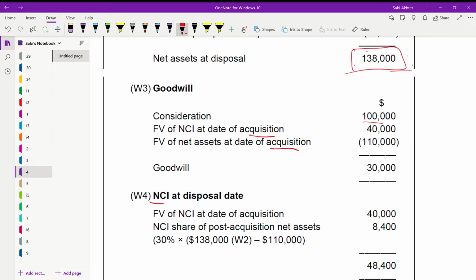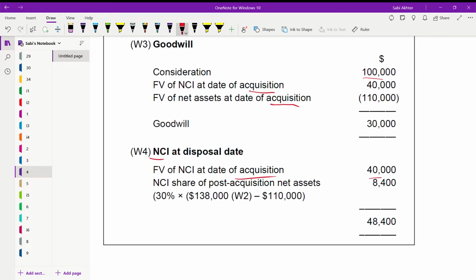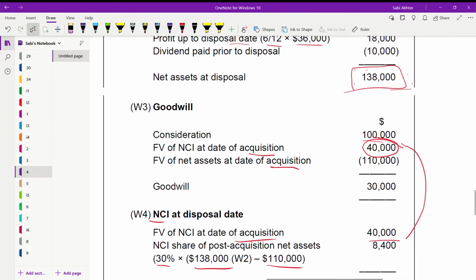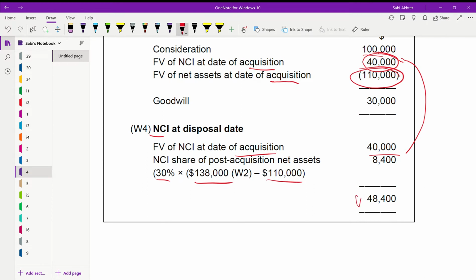So NCI, you start with the fair value of NCI at the date of acquisition, which is given. You can take this only. And 30%, because at first you bought 70%, so at that time NCI is 30%. Net assets at acquisition was 110, and 138 at the date of disposal. So you deduct the date of disposal minus the date of acquisition. That change in net asset only, you have to take 30% of it. Net asset at acquisition 110 is given and 130 is given here at the date of disposal. Hence this is the net assets.